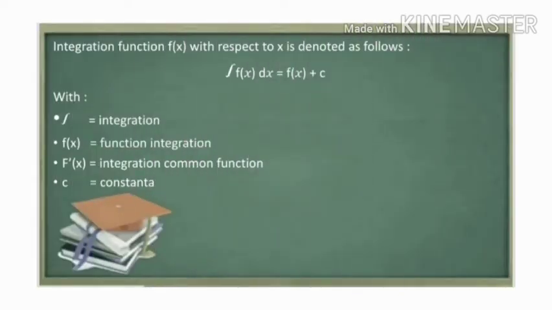The integration of function f(x) with respect to x is denoted as follows: integral f(x) dx equals F(x) plus c, where the integral sign denotes integration, f(x) is the function being integrated, F(x) is the general antiderivative function, and c is a constant.